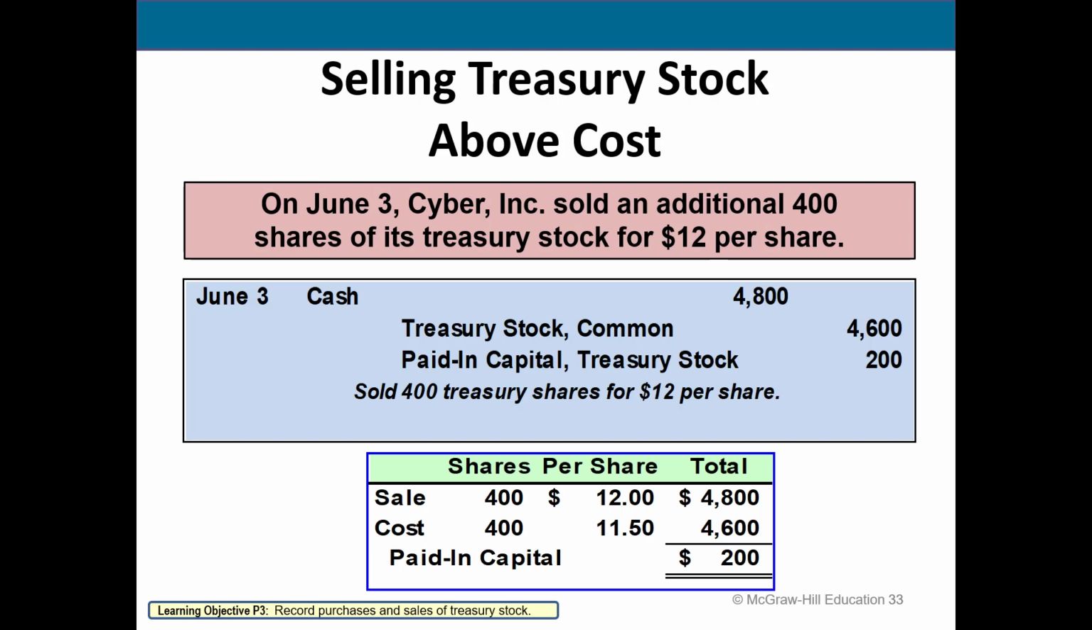But if we sell it for more than our cost, we will have a paid-in capital account. So remember, we paid $11.50. Here we're going to sell 400 shares. So we're looking at the difference between what we paid and what we sold it for. We sold it for 50 cents more than we paid. So 50 cents times 400 is $200. So we credit the paid-in capital treasury stock for that amount, debit cash for the amount of cash we received, and take it out of the treasury stock at the same rate we put it in at, which was $11.50 a share.